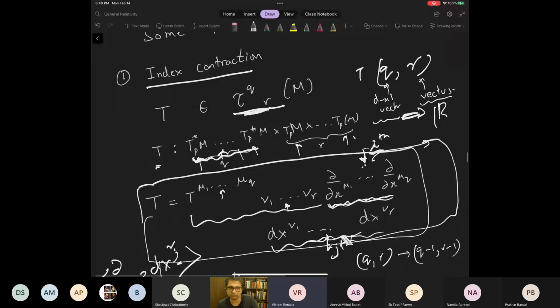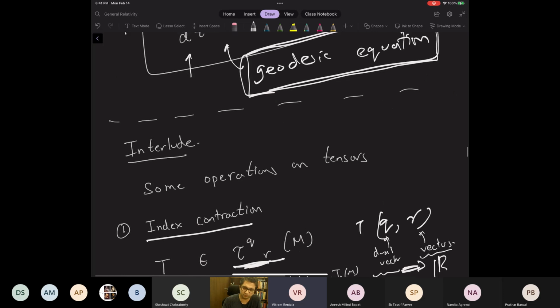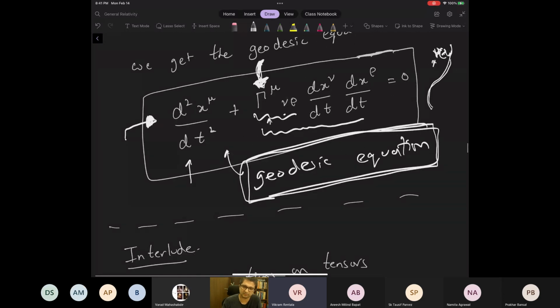Next time we'll talk about the rules for parallel transporting a tensor. What is the rule for parallel transporting a tensor as opposed to just a vector? And we'll define the notion of derivatives, these covariant derivatives of tensors. Okay, we'll stop. Any questions?